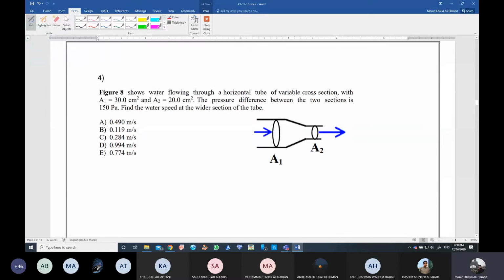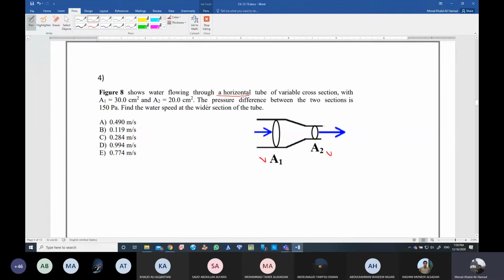Okay. Now, another question for the other chapters. Here, in this figure, we have water flowing through a horizontal tube. First of all, horizontal tube means both sides have the same elevation. Now, this tube has variable cross sections, with A, which means the area, A1, this one, equal to 30 centimeter squared, and A2 is 20 centimeter squared.